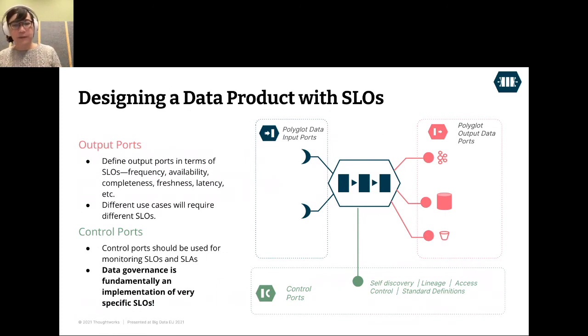The second place that SLOs come into play is within our control ports. So the control ports should be used to monitor SLOs and of course, the SLAs through the governance plane within the data mesh. Fundamentally, data governance is nothing but an implementation of very specific SLOs, such as making sure that data is governed, making sure that access is controlled, making sure that certain business glossary terms are implemented correctly. So we want to actually create SLOs in the data product around the governance plane, and we should be hooking up technology to automate the monitoring of those SLOs and the compliance with those SLOs, so that we can steer and direct engineering resources into these teams to make sure that they're being met.